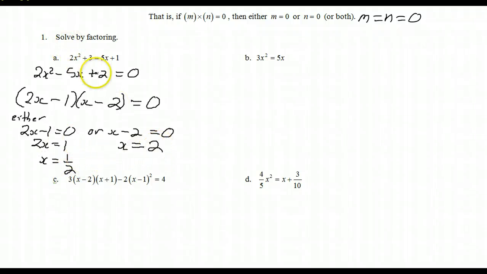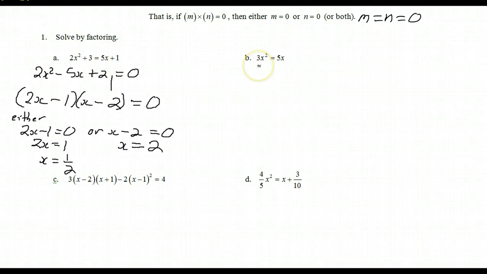Let's just check this out. If x is 2, 2 squared is 4, times 2 is 8, plus 3 is 11. 5 times 2 is 10, plus 1 is 11, and we can see that x is 2 does in fact solve this. And similarly, if we checked 1/2, we would also see that it solved.